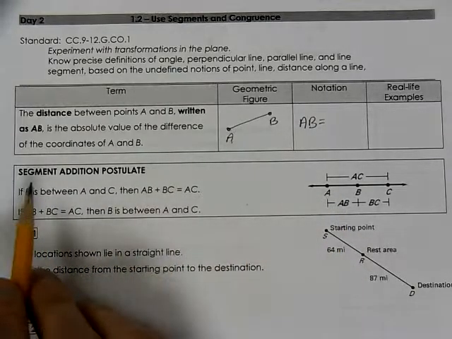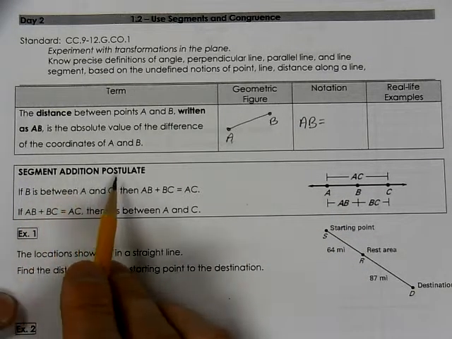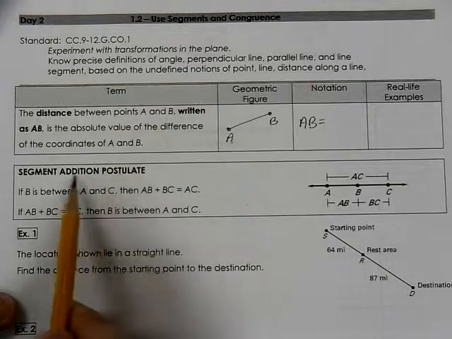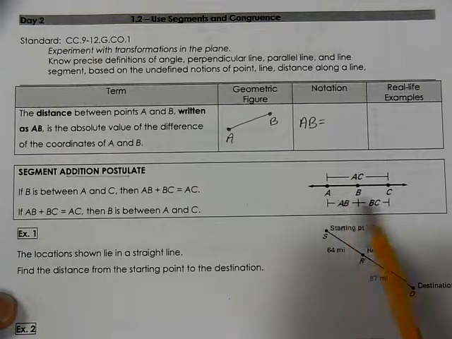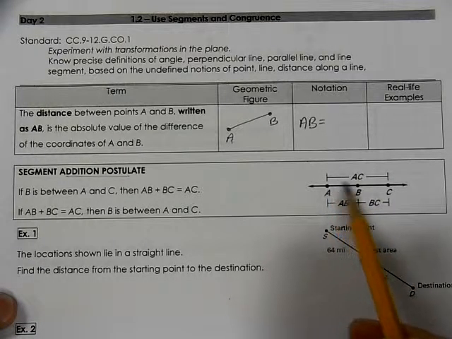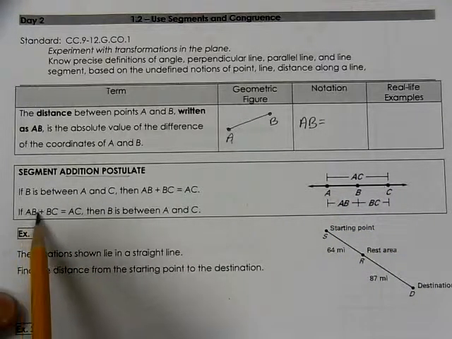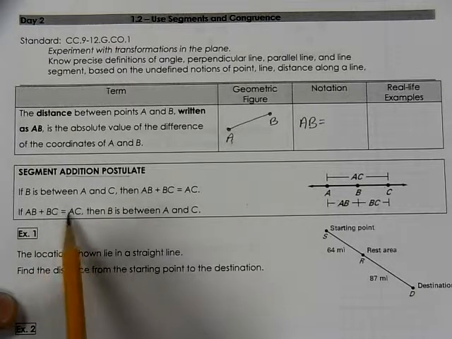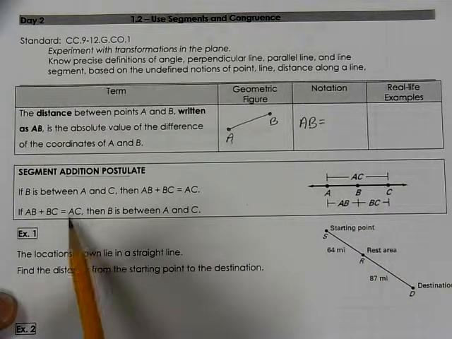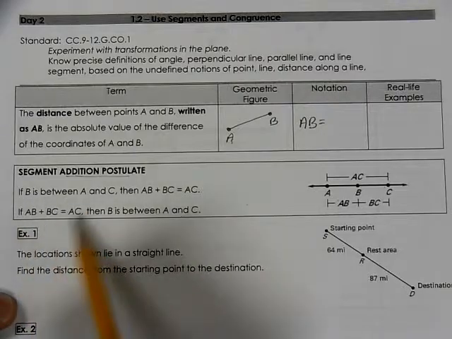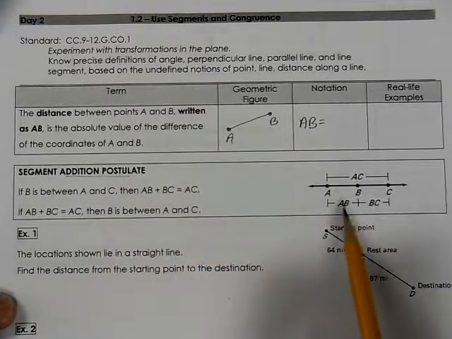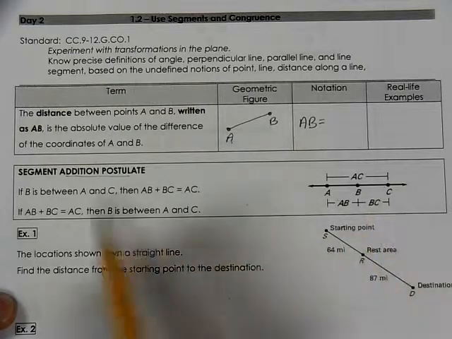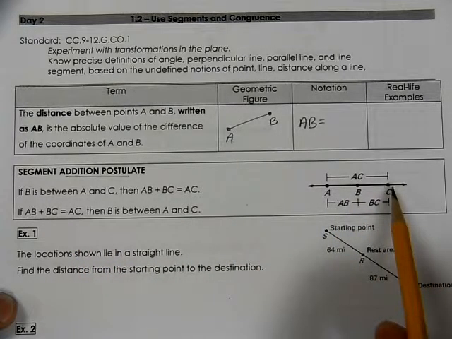When we look at the value, this is called the segment addition postulate. We're going to do a lot of addition postulates throughout the year. In this case, we're looking at the two small parts that add up to equal the big part. So AB plus BC equals the whole thing, which is AC. That concept is called the segment addition postulate because you're adding up two small segments to equal the big segment.